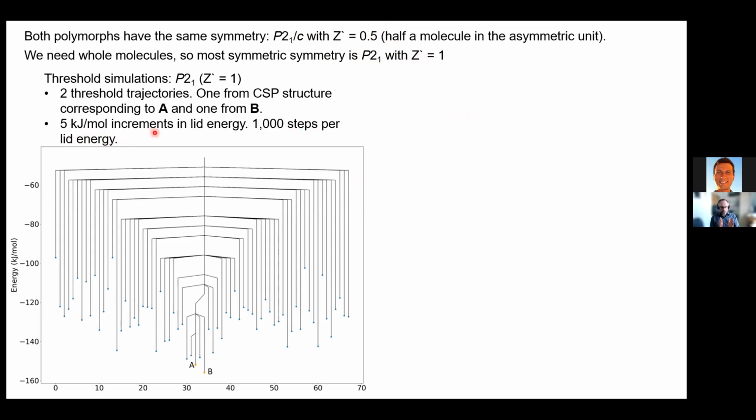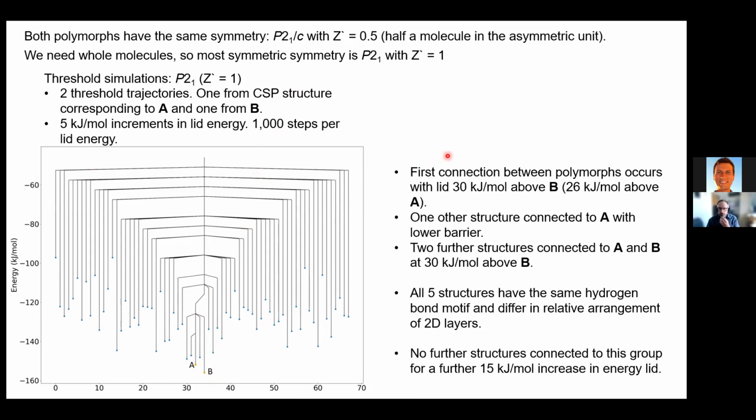We started just 2 trajectories from the crystal structure prediction points, and I'll show you the crystal structure prediction plot in a minute, but we started from those points which correspond to polymorphs A and B. They get reproduced quite nicely by the CSP methods. And so we started a trajectory from each of those. We increased the lid in 5 kilojoule per mole increments initially, with 1,000 steps per increment, and we keep going until everything's connected. And this is the disconnectivity graph that we get for indigo. You can see I've labeled the 2 gold points here, which are our starting positions.